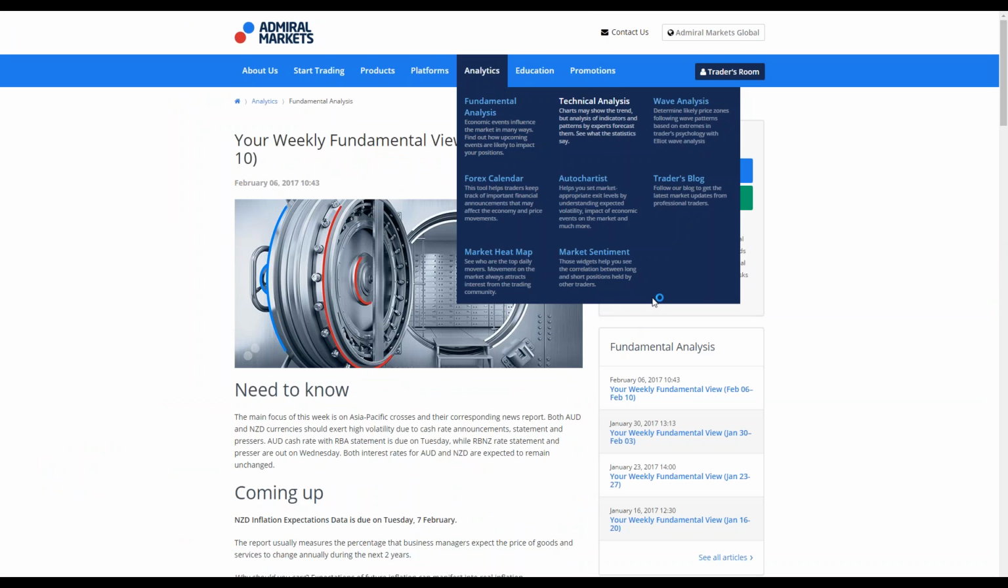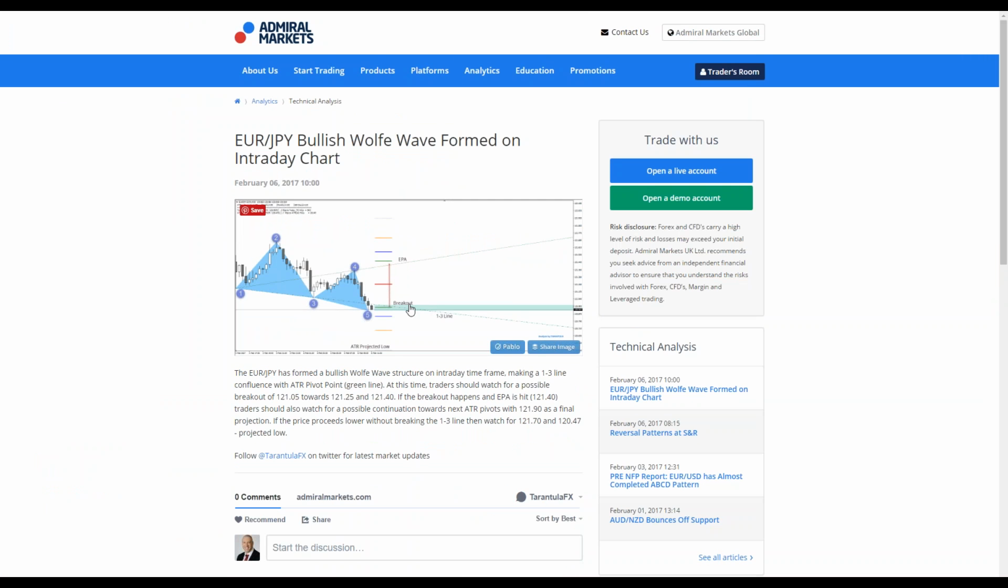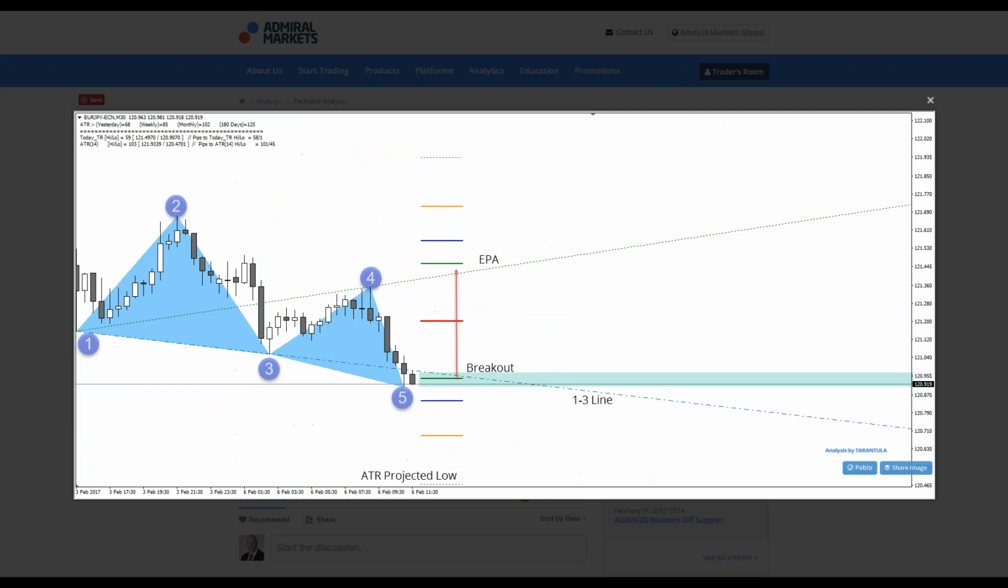We had a buy possible breakout, but I was very clear in this analysis where I said if the price proceeds lower without breaking the 1, 2, 3 line, watch for this. And it happened. It went down without breaking the line, and directly it didn't break out. So 120.85, if it breaks, euro yen, we can go long. Moving average on New Zealand is 89 exponential.